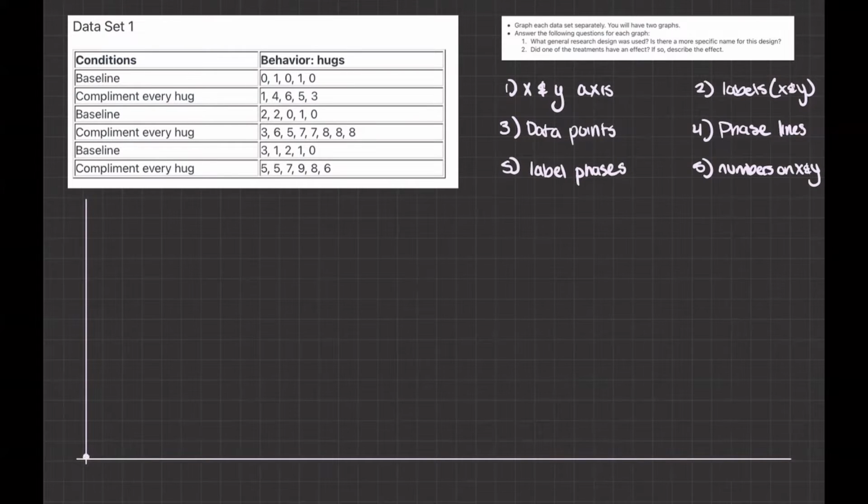I'll be marking this one as 0 for both the X and Y axis. So we already got our XY axis. Next, I'm going to label our XY axis. So first we got the behavior, hugs, and then over here we got the time.